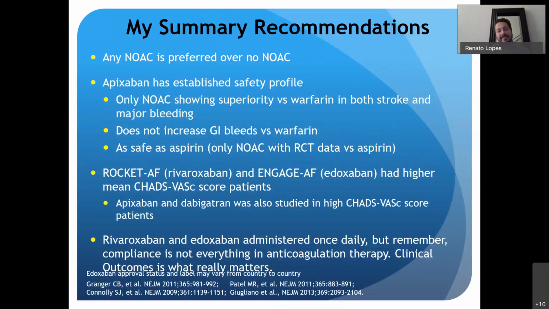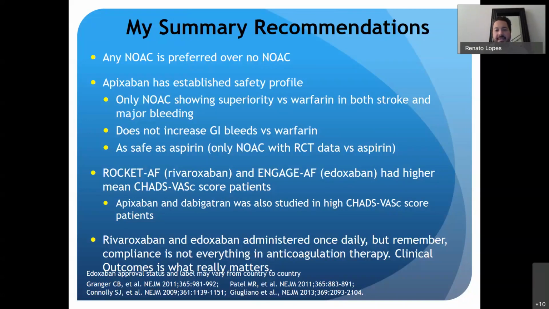So some of my summary recommendations, I think that any NOAC is preferred over a no NOAC. Apixaban really has this unique profile: it is the only NOAC that has been shown to be superior to warfarin for stroke and bleeding, does not increase GI bleeding compared to warfarin, and is as safe as aspirin. So a really unique set of findings and profile.